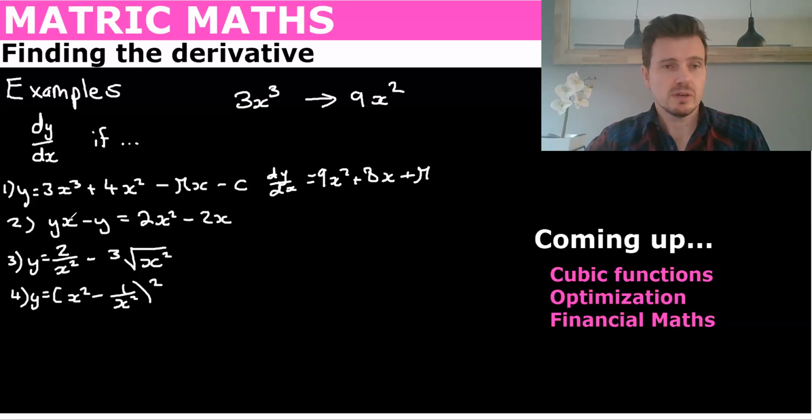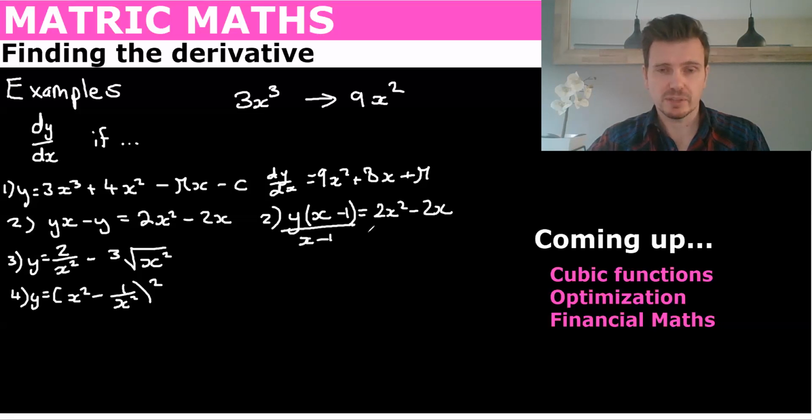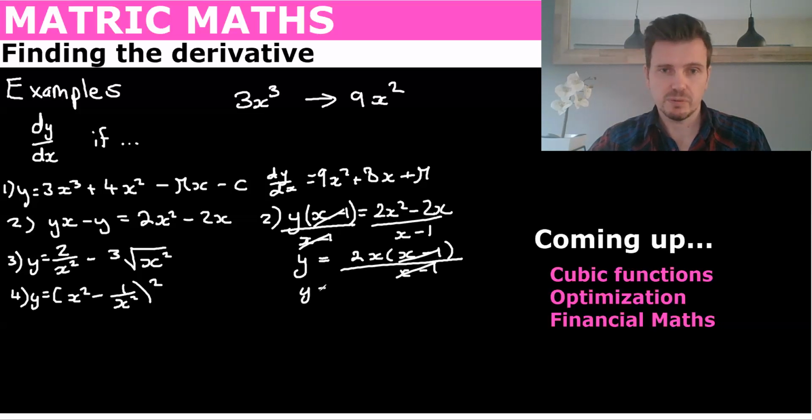Question 2. Well, we don't have it in the form of y equals yet, so we need to do that. So for question 2, we're going to take out y as a common factor. And so y, when we take it out on the left-hand side, it becomes y(x minus 1) equals 2x squared minus 2x. Now to get y by itself, we divide through by x minus 1, and we get y equals, and the x minus 1's cancel. Now, when I take out 2x on the top, I'm left with x minus 1. So 2x out of here leaves x, 2x out of here leaves 1, over x minus 1, and these cancel, leaving you with y equals 2x.